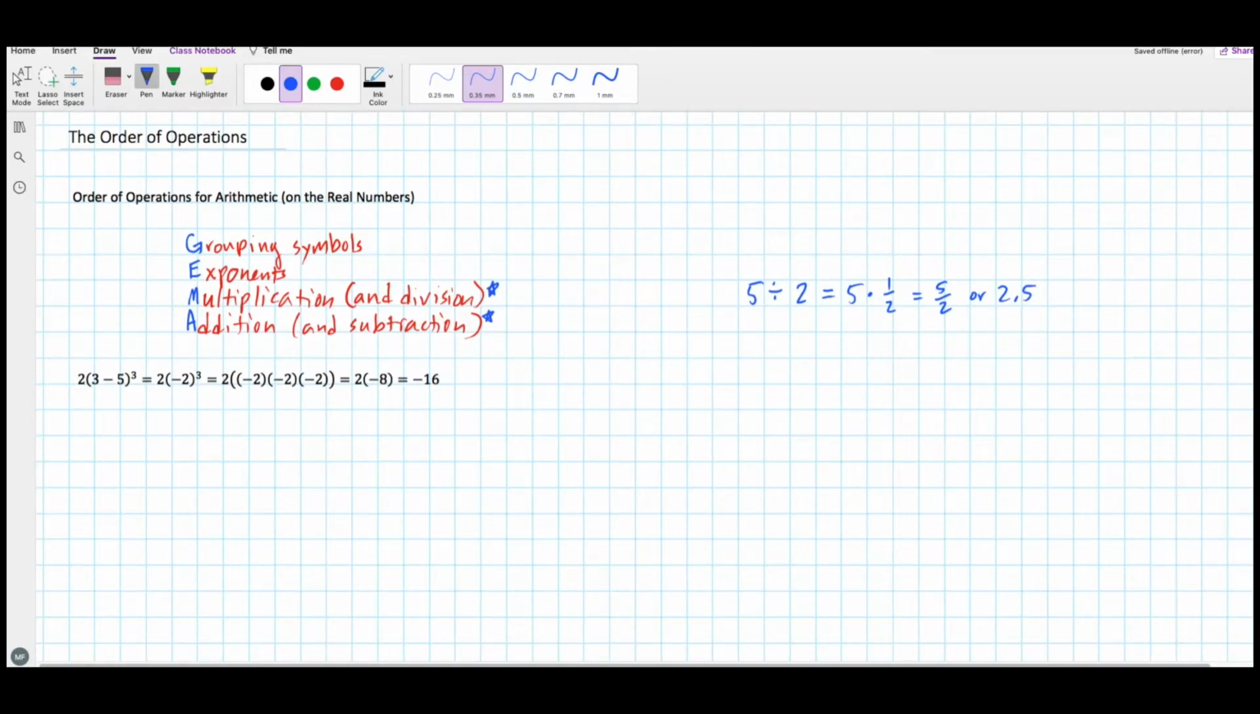Similarly, subtraction can be thought of as addition. So if I said, how about 7 minus 3, that's the same thing as 7 plus negative 3, and we get 4. So since subtraction is equivalent to a form of addition, we can treat it as the same as addition when it comes to this hierarchy. Finally, one note, and that's each of these has an order within it. So grouping symbols, we work inside out. Let's look at an example of that.